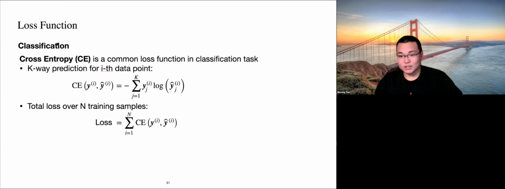So for classification, we just use the cross entropy loss. It's a common loss in classification tasks. So for k-way prediction for the ith data point, the equation is here. The j means the jth class, and i means the ith data point, and the y is the one-hot encoding label, and the y hat is the prediction after softmax. And if we want the total loss over n training samples, we just sum them together.